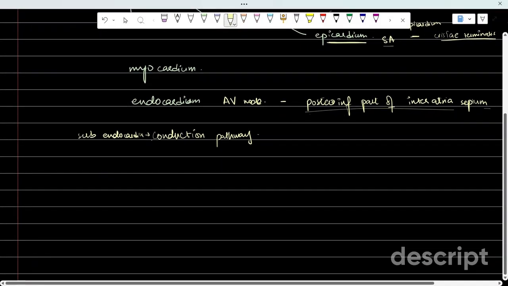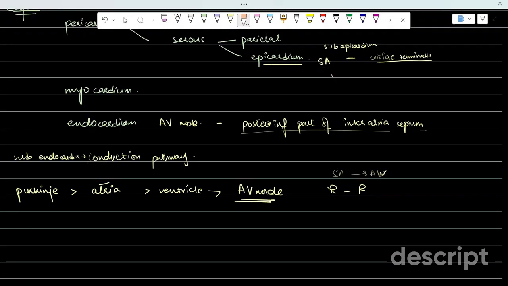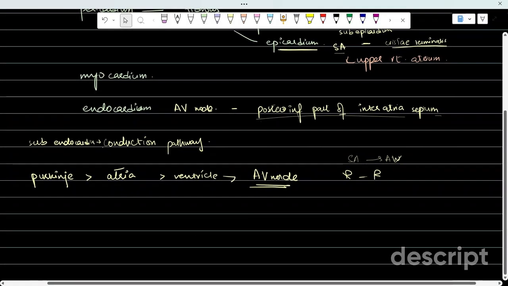Regarding the speed of conduction, it is highest with the Purkinje fibers, which conduct the action potential. Then the second one is atria, then ventricles, and then the AV node. So the speed of conduction is lowest at the AV node because you remember SA node to AV node through the Bachmann fibers. SA node, as we all know, is situated in the upper right atrium. Again, this is an MCQ. And we did about AV node. It's the slowest conducting system in the heart.